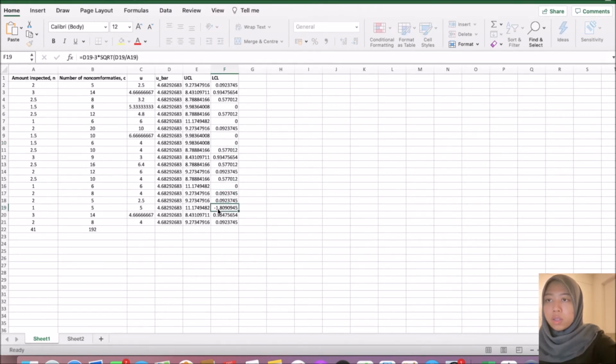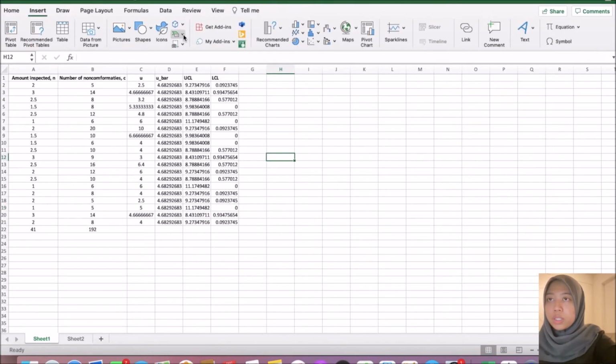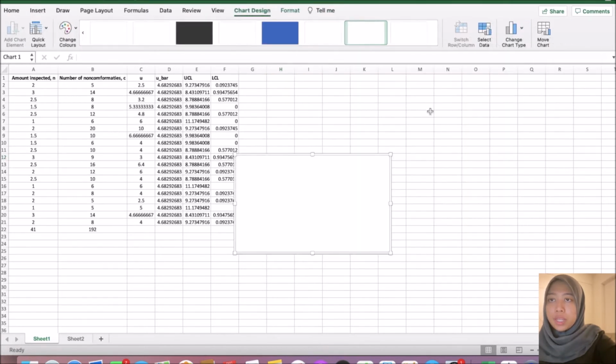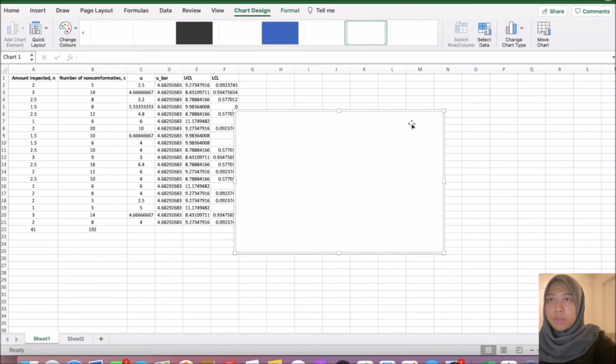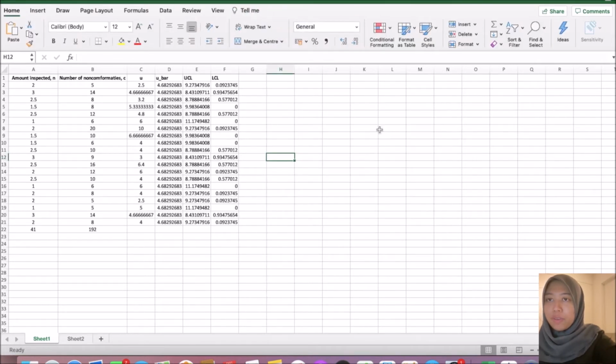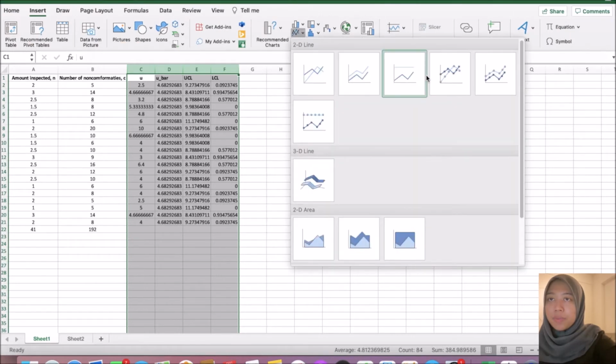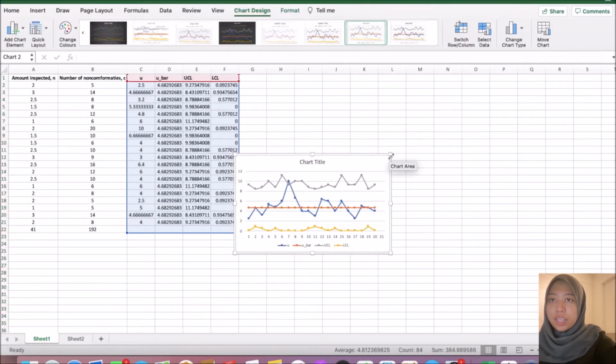Okay, and then to 0, and then we're done. So just go to insert, and then the graph, and then oops, where's my graph? There's no graph. Oh, I forgot to drag, sorry. Okay, here's my graph.